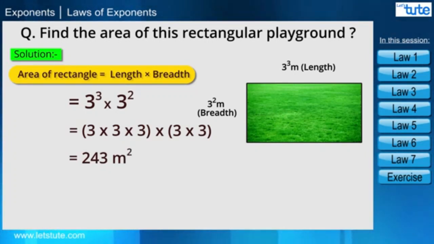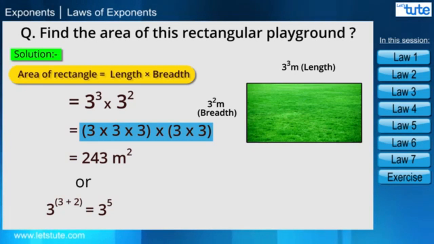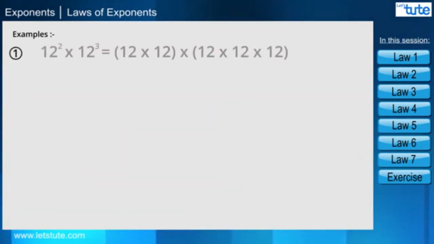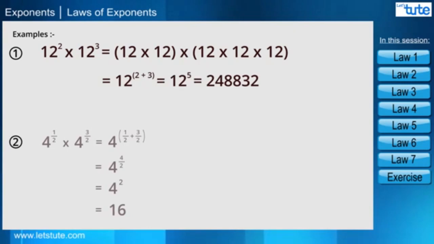Friends, did you notice anything common here? Yes, you got it right. Here, the base is common, that is 3. That means we can see that 3 is multiplied 5 times. Therefore, can we write this as? Yes, we can, as 3 raised to the power 5 is ultimately equal to 243. Let's take a few more examples to see if this is true in all situations.